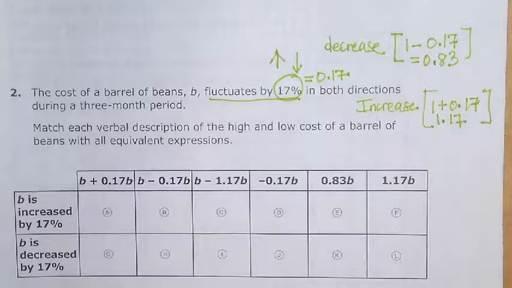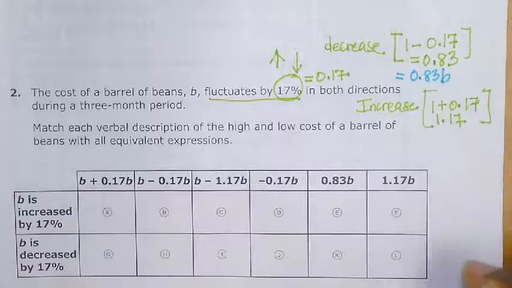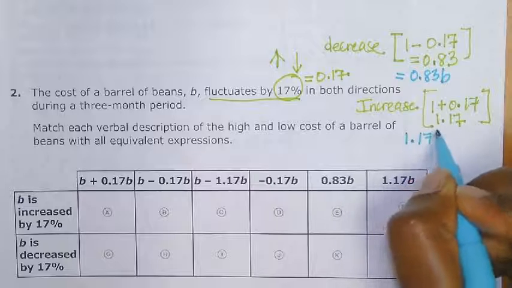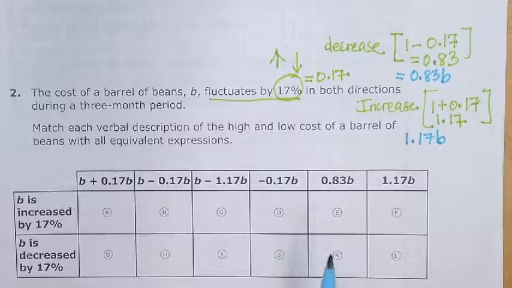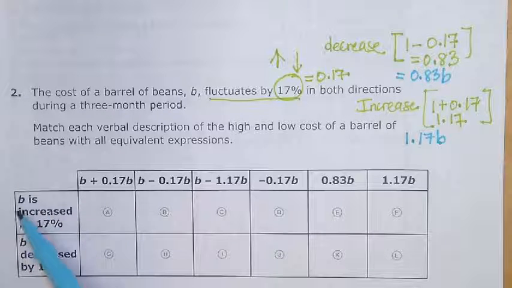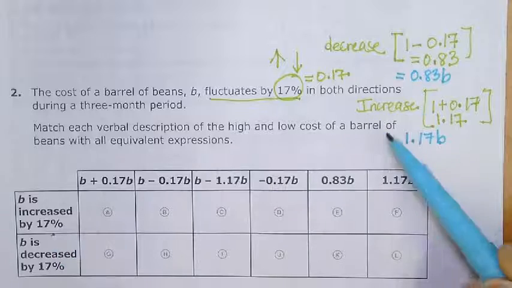it would have to be 0.83B. So let me use a different color. It's going to be 0.83B. And if it increases, it's going to be 1.17B. Good? So let's look at the answer choices. It says match each verbal description of the high and low cost of a barrel of beans with all equivalent expressions. So it says B is increased by 17%.